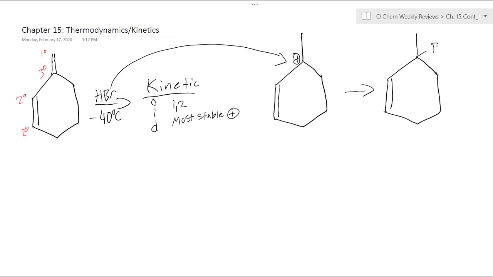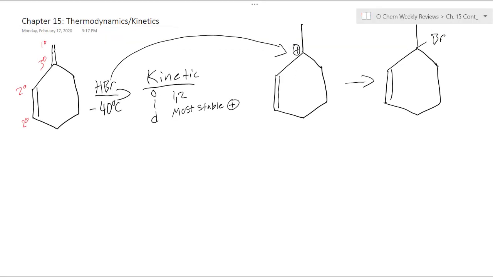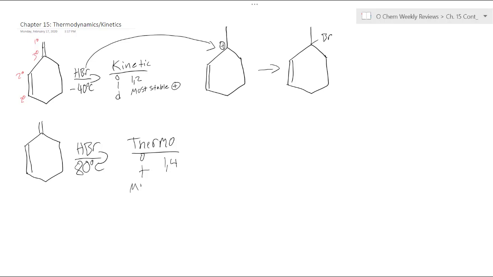Now let's do thermo. Let me zoom out a little bit. Thermo, again, we're going to use the same structure. HBr, same reagent, but the only difference is it's now going to use a higher temperature, for example, 80 degrees Celsius. So thermo or thermodynamic is going to be hot because of the H in thermo, and it has a 1,4 pattern, and it has the most stable alkene.